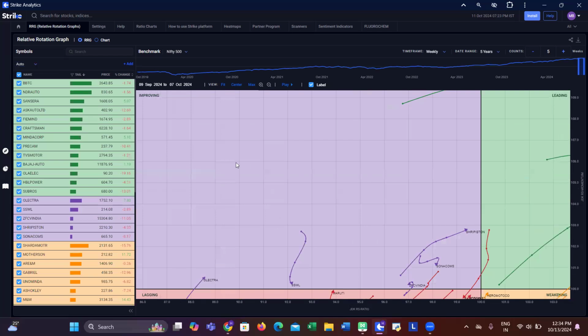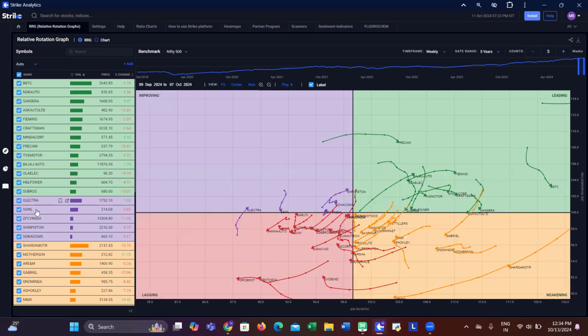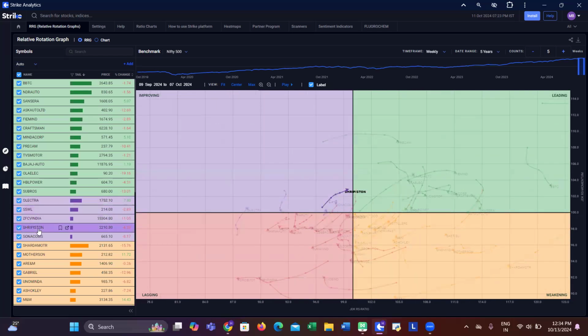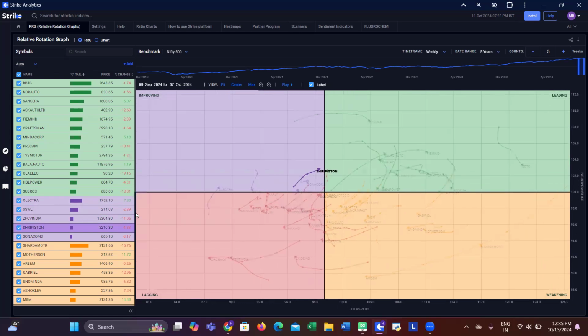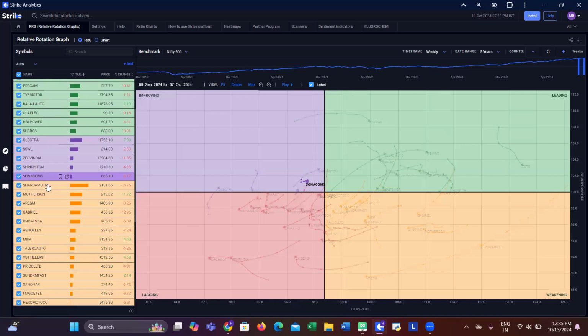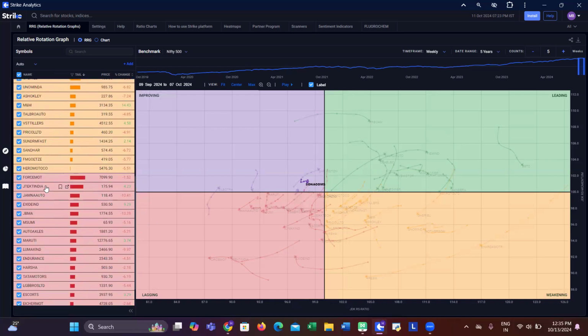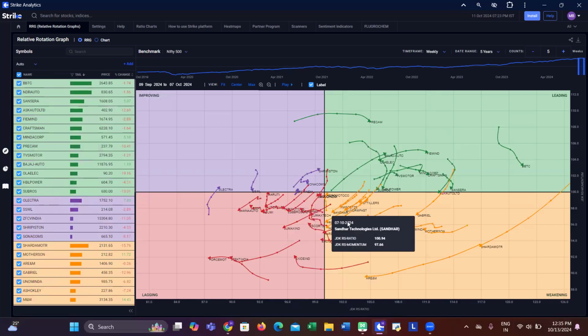Very interesting. I could see some of them. Shriram Piston is still improving. Yes, so very interesting to see if there are any turnaround stories. So let's look at the view.